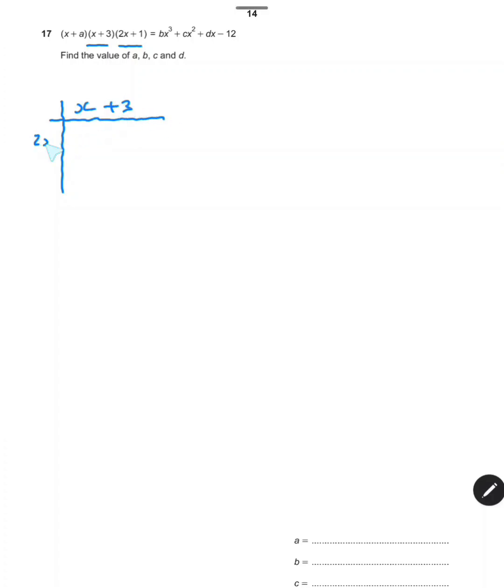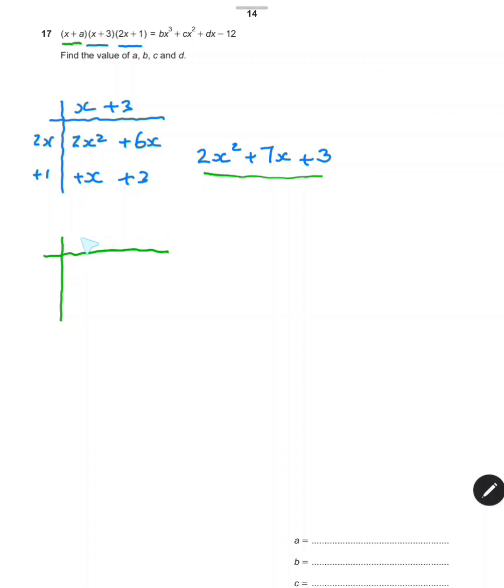We've got x plus 3 multiplied by 2x plus 1. 2x times x is 2x squared. 2x times 3 is 6x. 1 times x is just x, and 1 times 3 is just 3. So this expands to 2x squared plus 7x plus 3. What I'm going to do now is multiply all of this by this third bracket. I'm going to do that down here. So we've got 2x squared plus 7x plus 3.